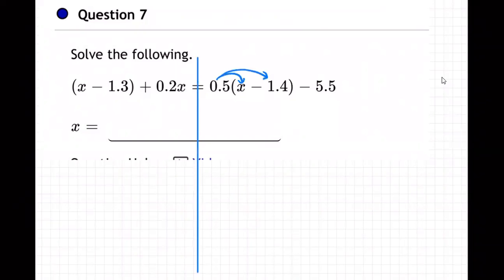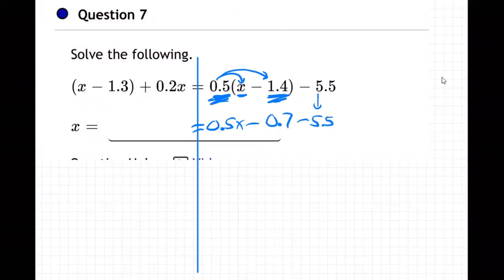Anytime you have a number or anything outside of parentheses, it's got to distribute through. So that's going to be equal to 0.5x minus, and then 0.5 will multiply 1.4. Just use your calculator. You'll get 0.7. And then just bring this guy down.